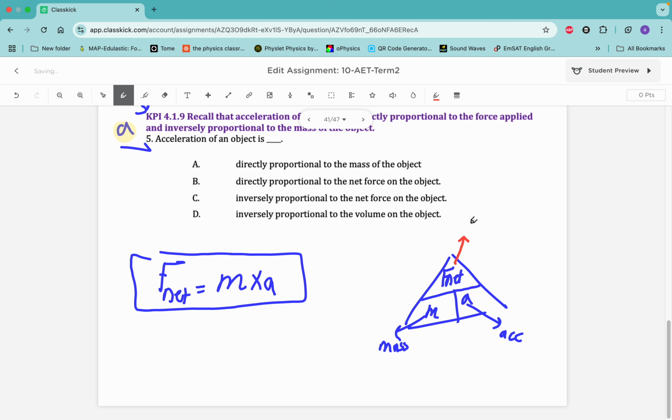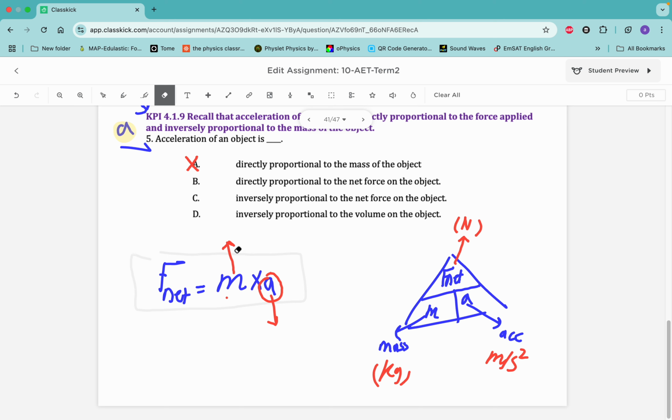The measuring unit of force is always the newton. The measuring unit of mass is the kilogram. The measuring unit of acceleration is meter per second squared. So, going to the question, option A says acceleration is directly proportional to the mass. Based on the equation here, acceleration is not directly proportional, it's inversely proportional. So this is wrong, which means when mass increases, acceleration decreases. It makes sense. Okay, going to option B, directly proportional to the net force.